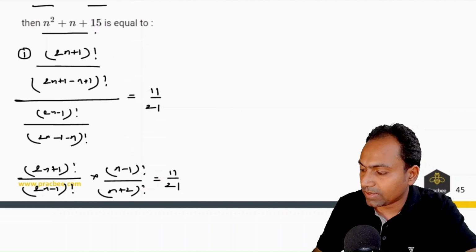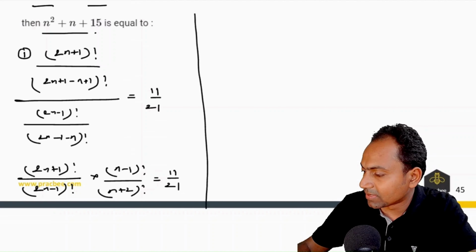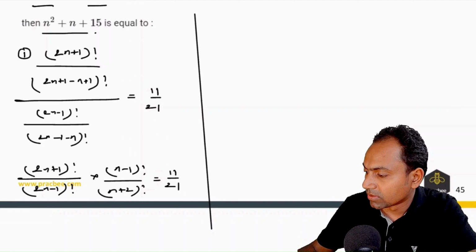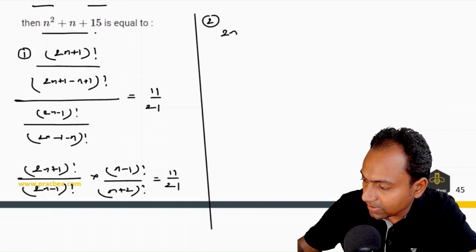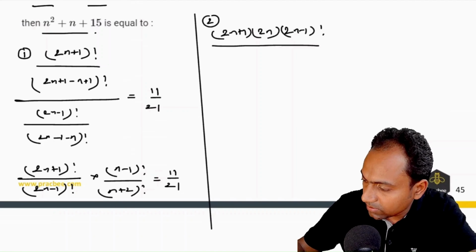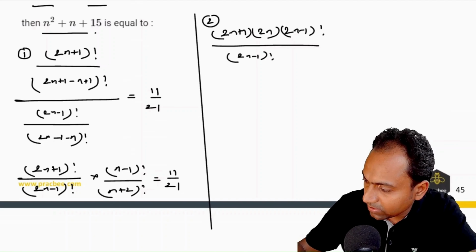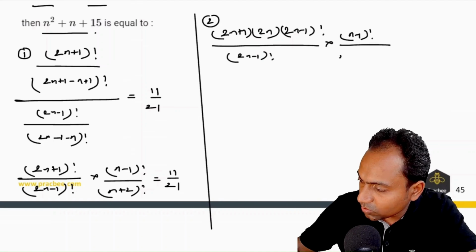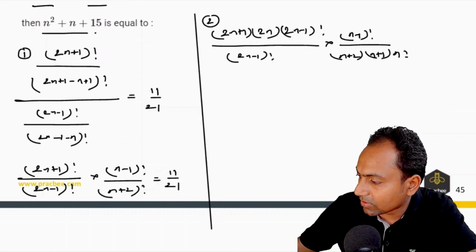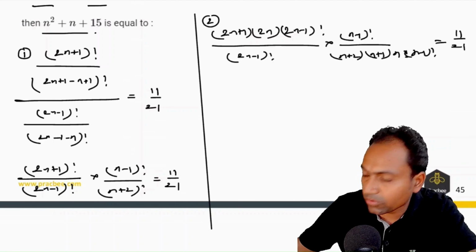See, now here what you can do is a very simple simplification based on factorial notations. Now let us look into that. So in step 2, this 2n plus 1 factorial can be written as 2n plus 1 into 2n into 2n minus 1 factorial divided by 2n minus 1 factorial. And the denominator part, that is n plus 2 factorial, can be written as n plus 2 into n plus 1 into n into n minus 1 factorial, and that is 11 by 21.